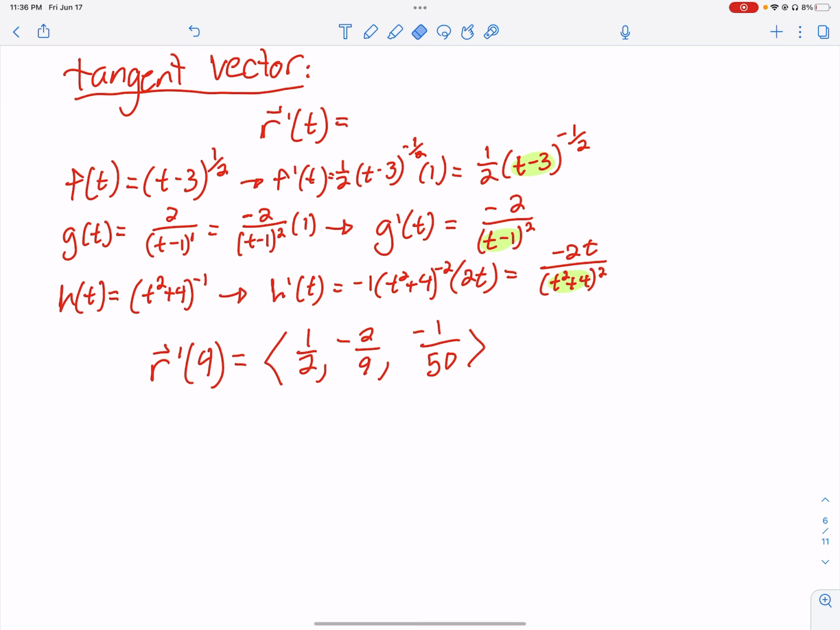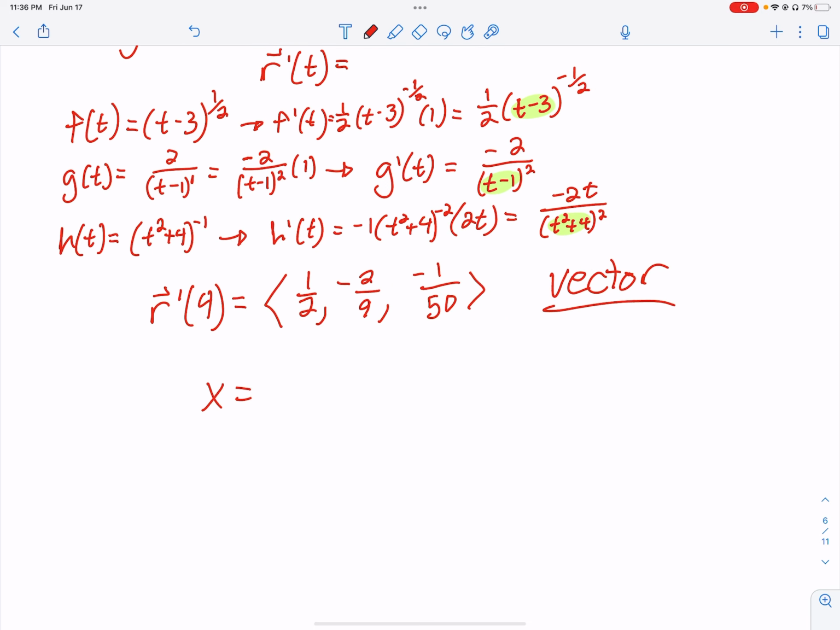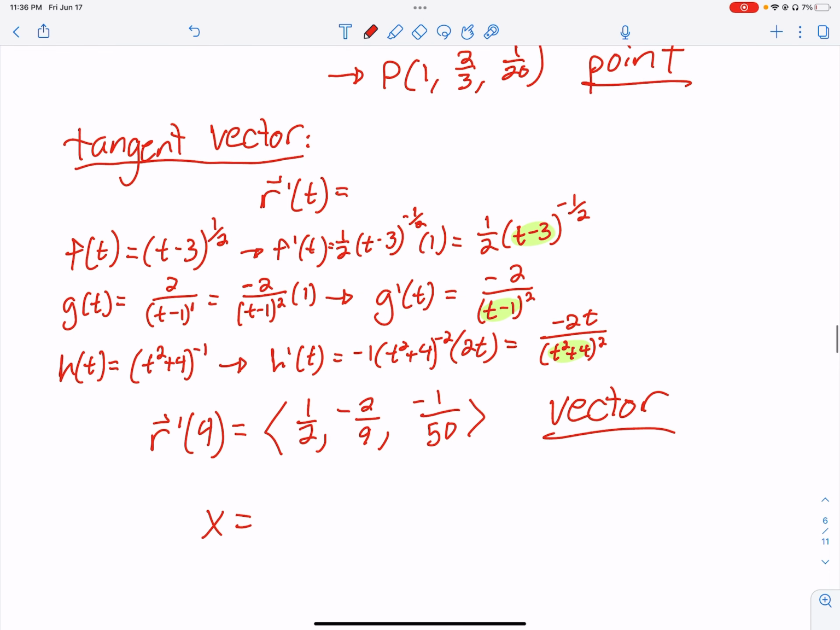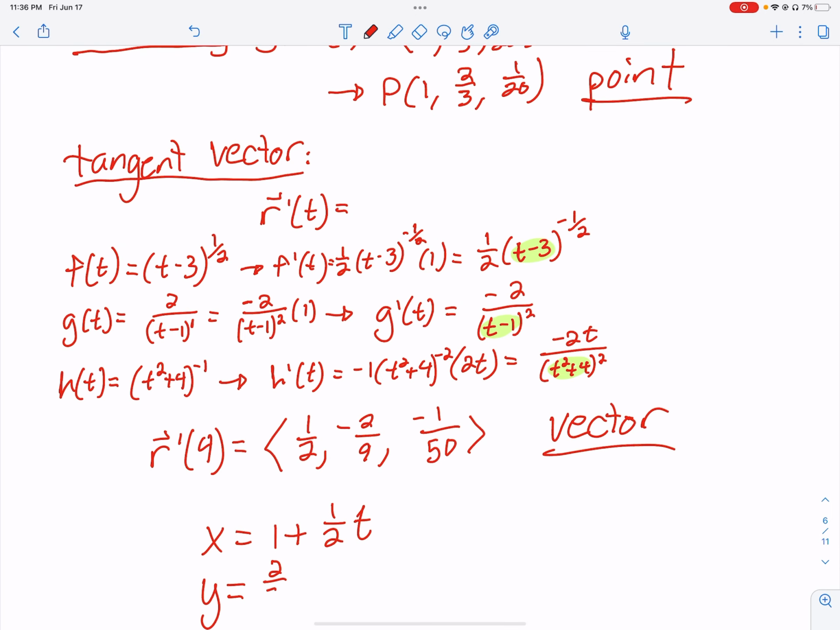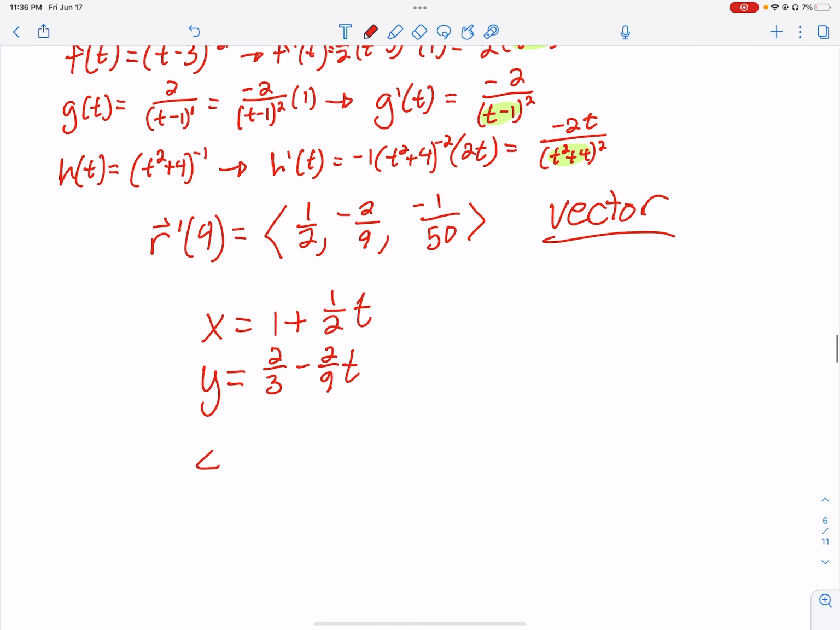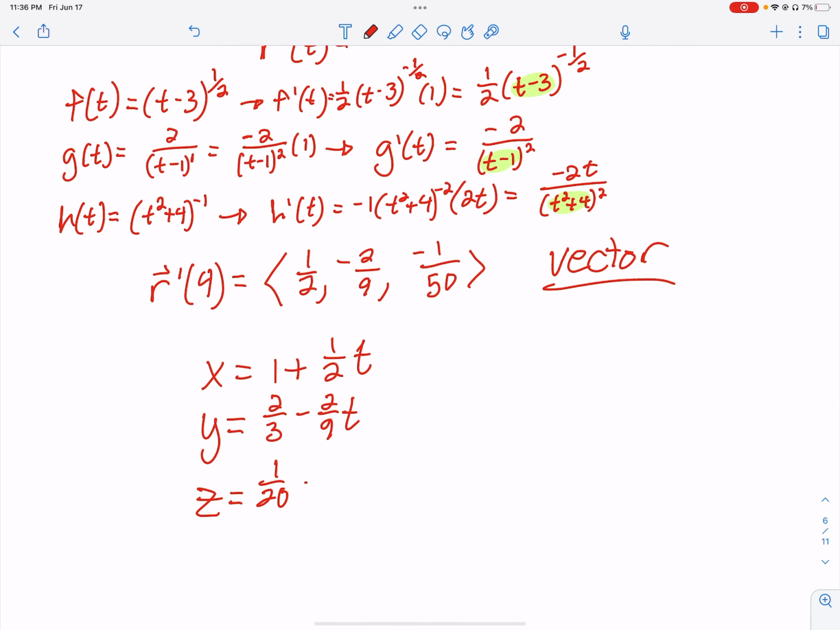So this contributes to what we need. We have a point and a vector. And then remember that they are component-based. Your point, so that's going to be 1 plus the 1/2 t. That's the vector. Then we get y. Scroll up. The point was 2/3 minus 2/9 t. It's like an mx plus b thing, right? z is going to be 1 over 20 minus 1 over 50 t. Okay, so that's it.